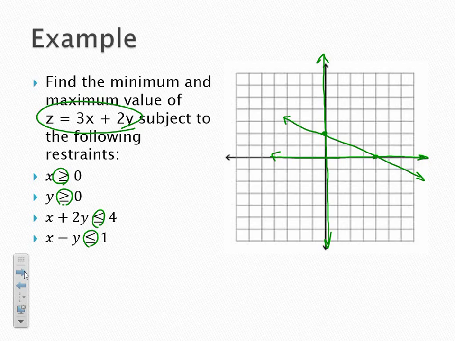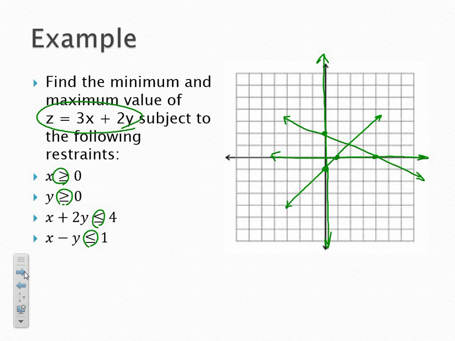My next one, if I plot these points: we've got x minus y is less than or equal to 1. If I find the intercept points, my y-intercept would be at negative 1 and my x-intercept would be at positive 1. We can see the slope here is 1 over 1. Now I'm going to test a point so I make sure I know what my correct solution set is here.